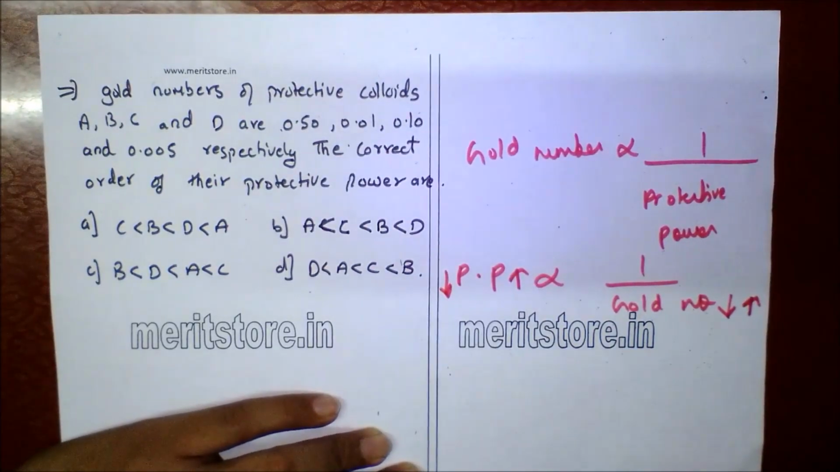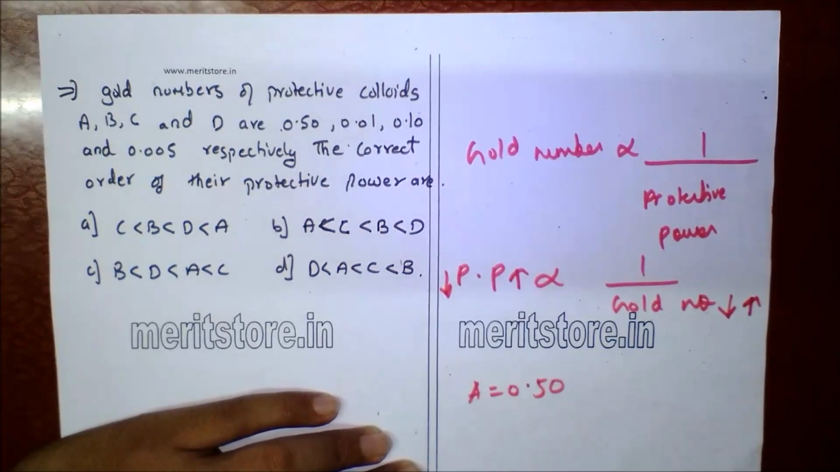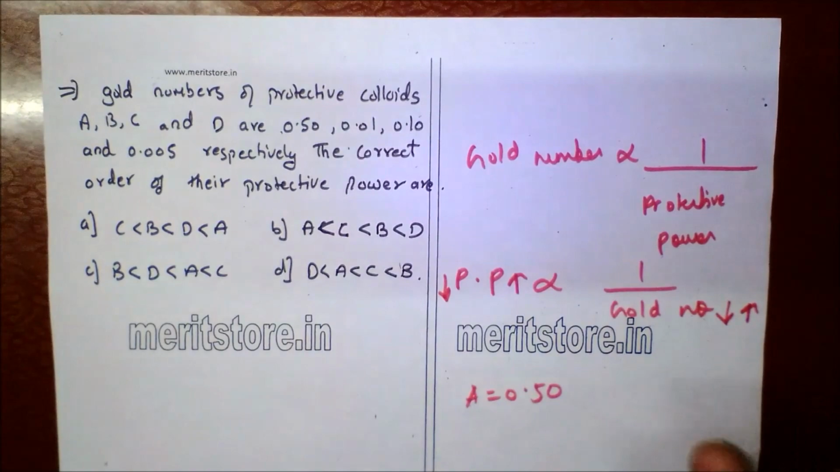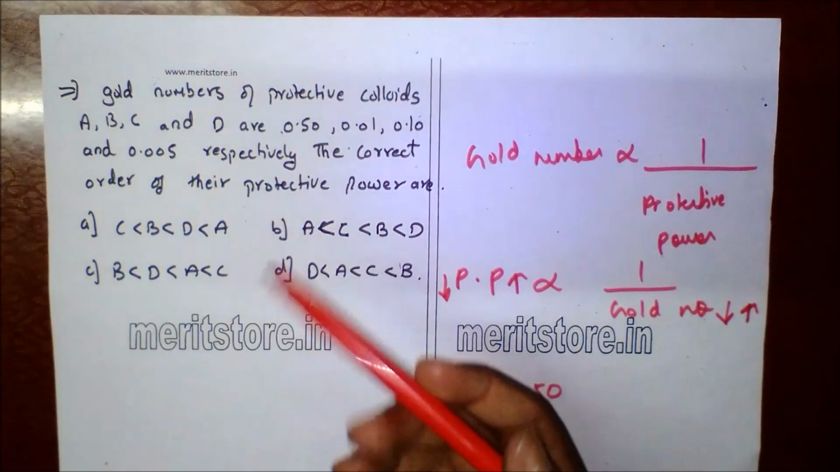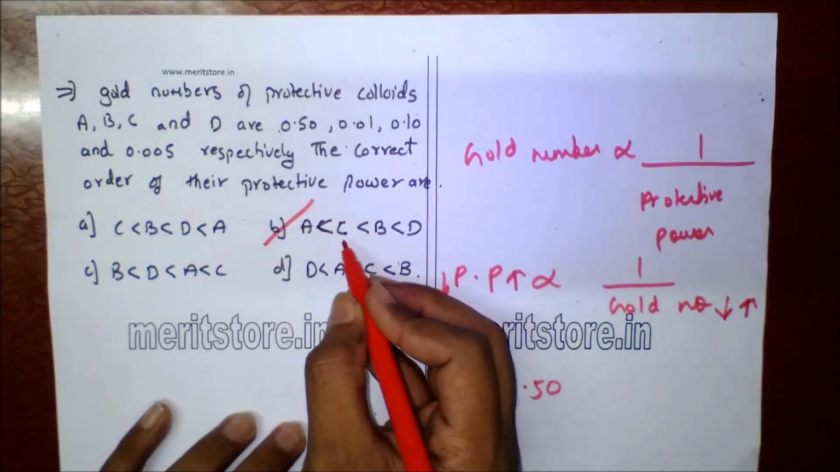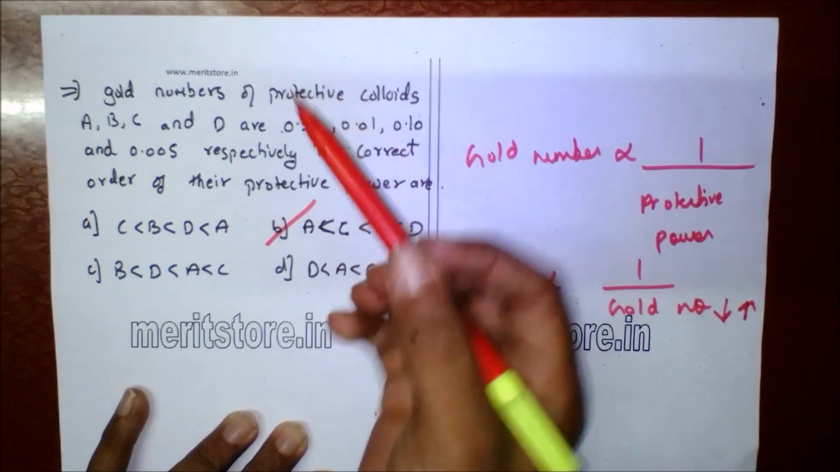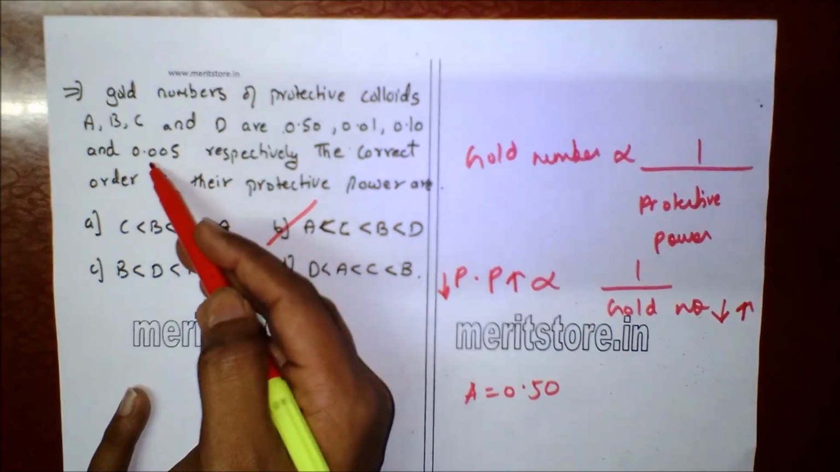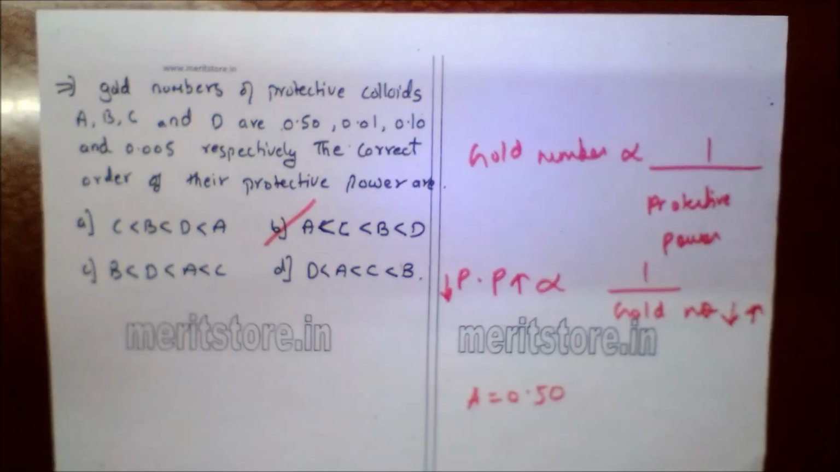So here, firstly, A has a gold number of 0.50. Therefore, it has the least protective power. Now, the only option where A is first is option B. Therefore, the correct answer is option B. We can check: after A, C has the lowest protective power. After C, B has the lowest, and D has the greatest protective power because it has the least value of the gold number. Therefore, the correct answer is option B.